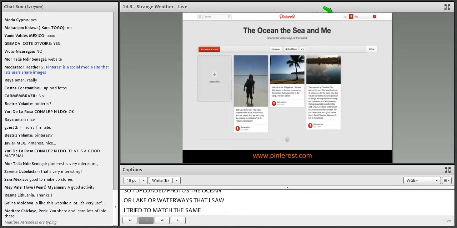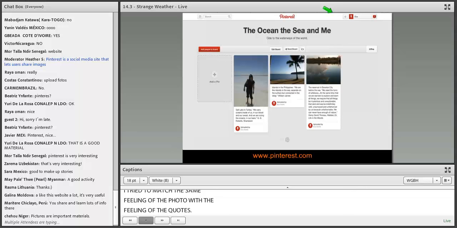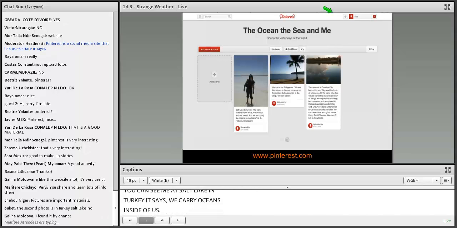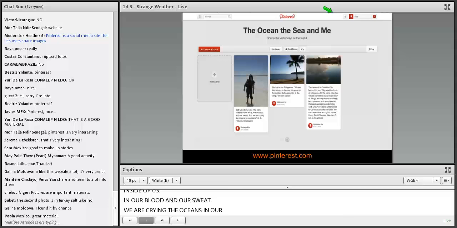So you can see the one where you see me. It's at a salt lake in Turkey, and it says, "We carry oceans inside of us, in our blood and our sweat, and we are crying the oceans in our tears." So this is one way that you can have the students connect the photo and the meaning with a quotation that you're studying in class.